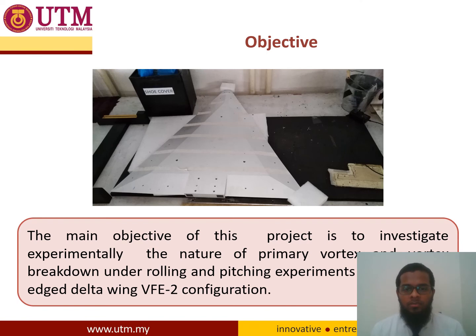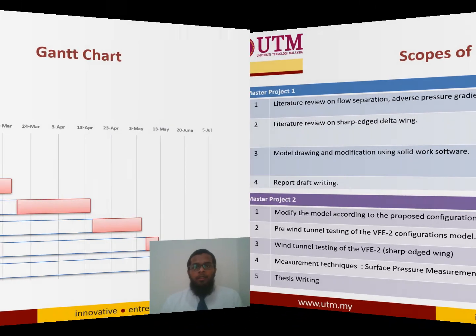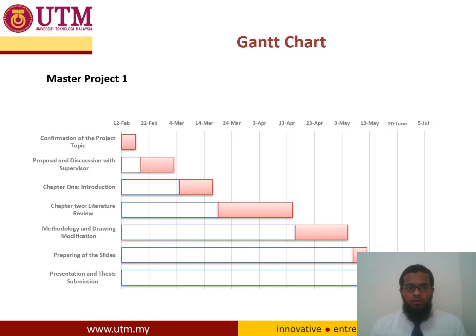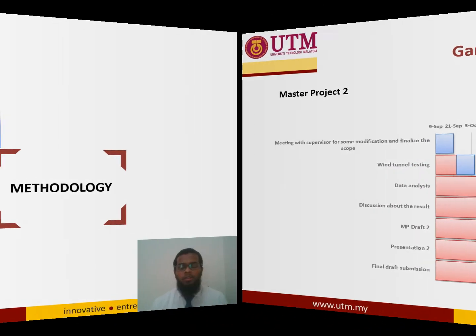To conduct this, the main objective of this project is to investigate the experimental nature of the primary vortex and the vortex breakdown, and the rolling and pitching experiment of the sharp edge delta wing VFE2 configuration. The scope of this project is as shown in the slides, and the wind tunnel experiment will be done on the VFE2 sharp edge configuration in MP2 and PS2. And this is the Gantt chart of Master Project 1, Master Project 2, and the methodology.